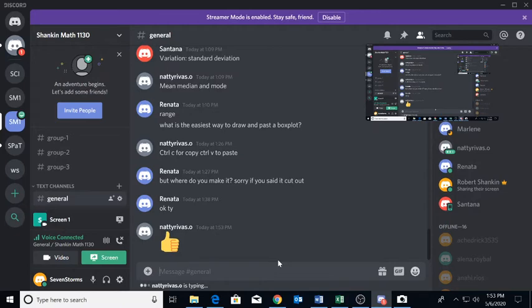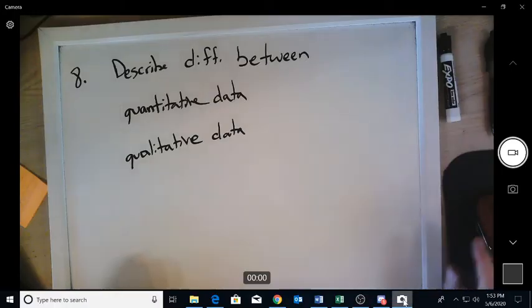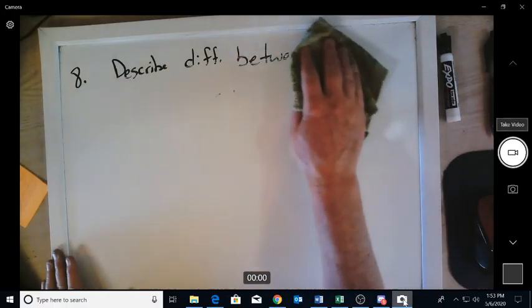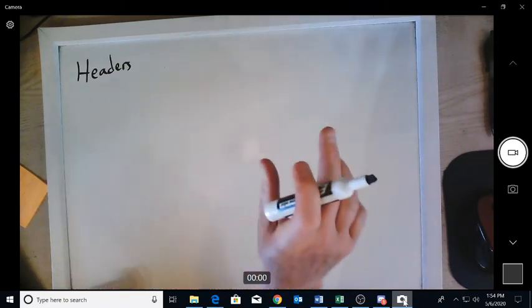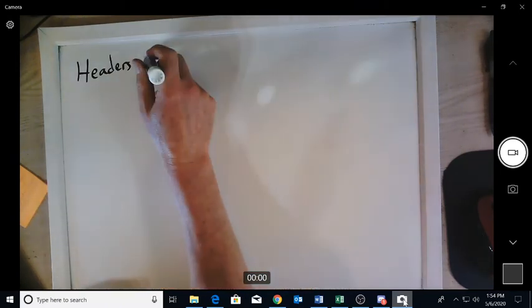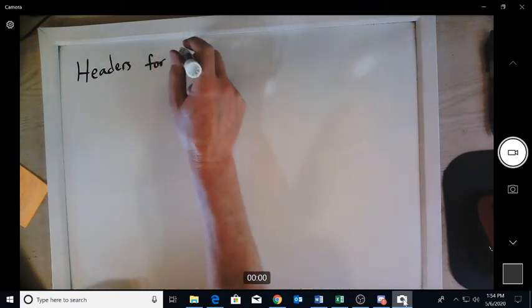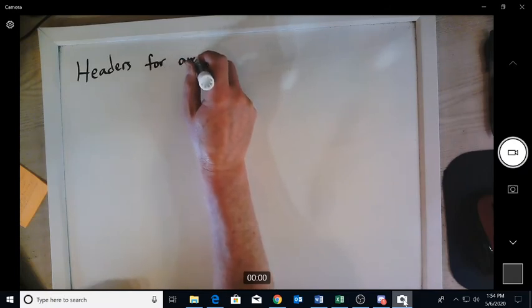The next thing I want you to do is, let's go over here. 9. Without looking at a previous list, I want you to come up with, in your group, what are all the headers? You know, the words that you put at the top of each column for an amortization table.